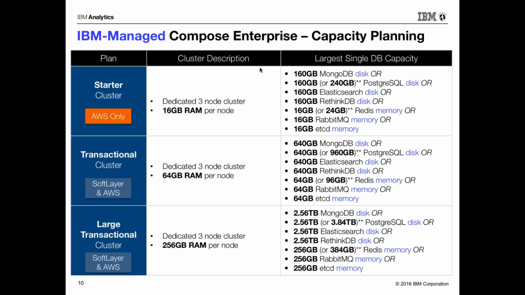Now, when you are buying Compose, you actually have three options. These are like three t-shirt sizes. You have the starter pack, which is only available in AWS, which is a 3-node minimum with 16 GB RAM. And the disk sizes are given. It's 160 GB or 240 GB for Postgres, then 160 GB for Rethink, etc., etc. The second one, which is the most popular and used for a lot of transactional purposes, is the transactional cluster size, which is a 3-node cluster, 64 GB RAM, and you get enough disk space, 640 GB.